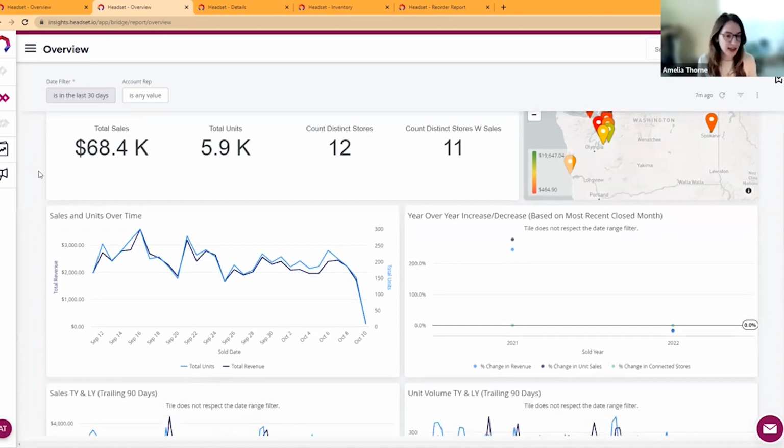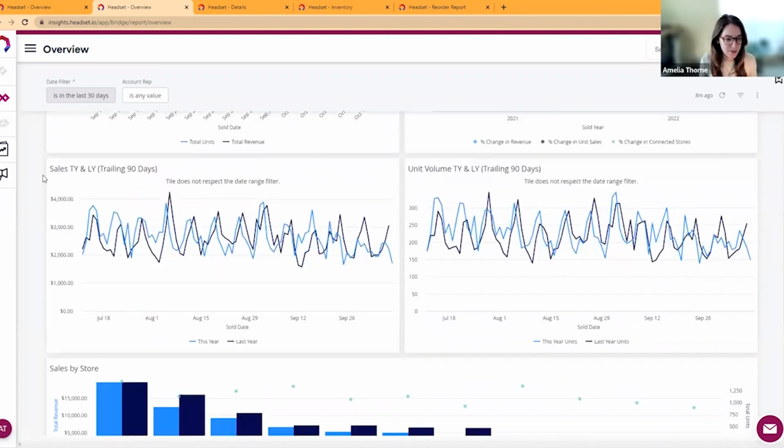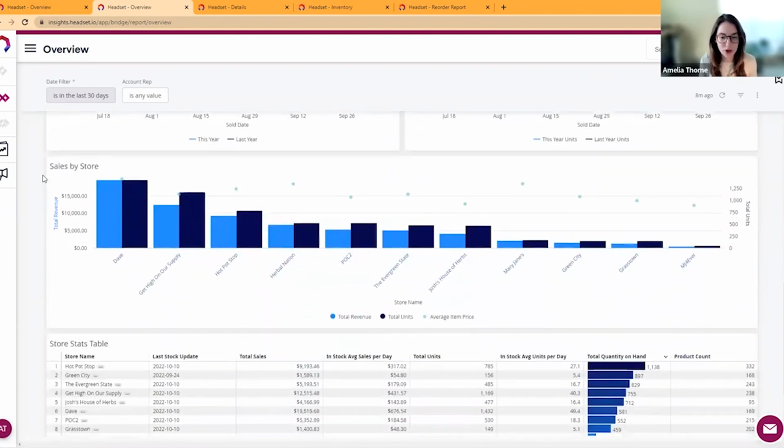Scrolling down here, we have sales and units over time. Again, this is going to be in the last 30 days. We're able to see total units compared to total revenue over time. And then down here at the bottom, we have sales by store. If you want to see a nice comparison of how your sales are doing in terms of total revenue versus total units and average item price, you can view it here.